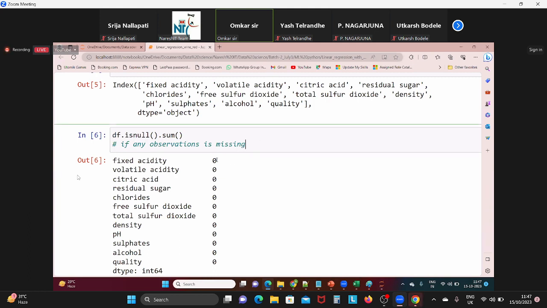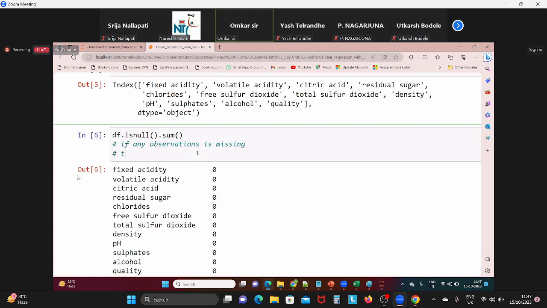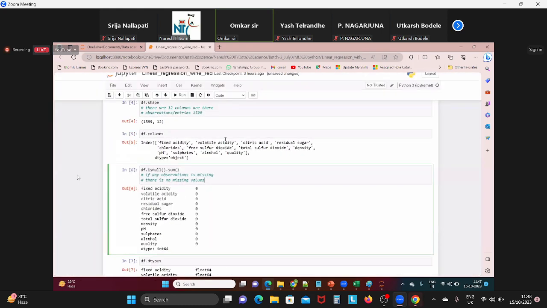Now see here, 0, 0, 0 means there are no missing values. What is the meaning of this? There are no missing values.